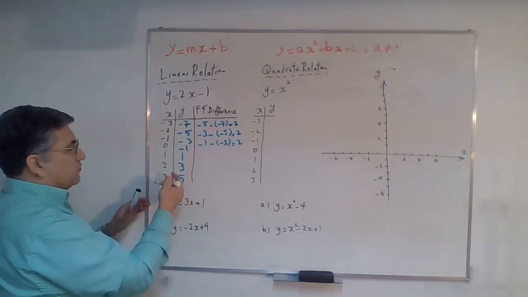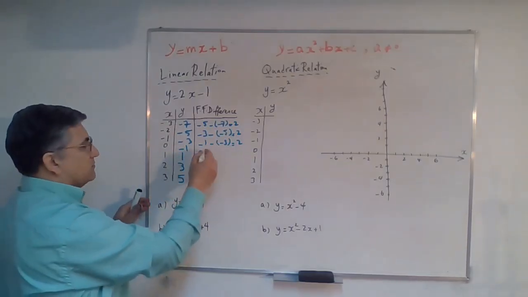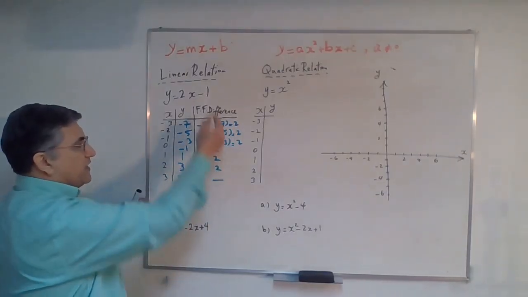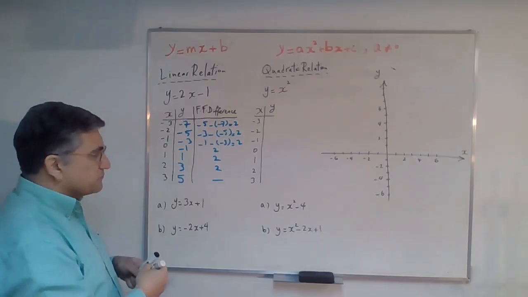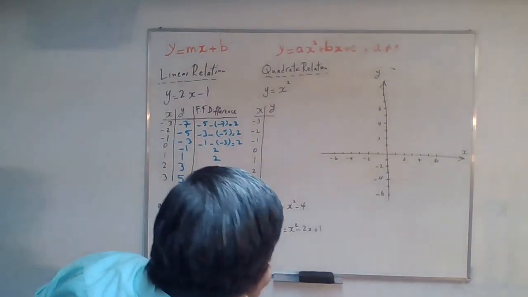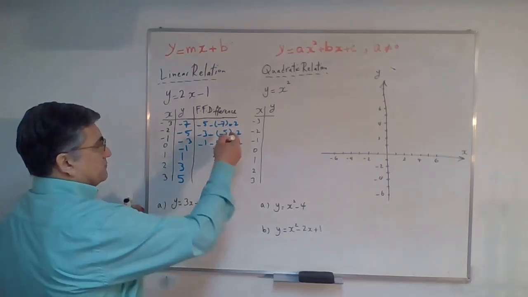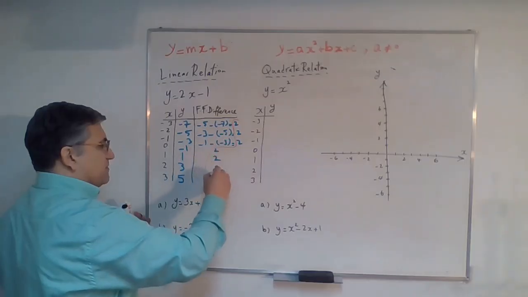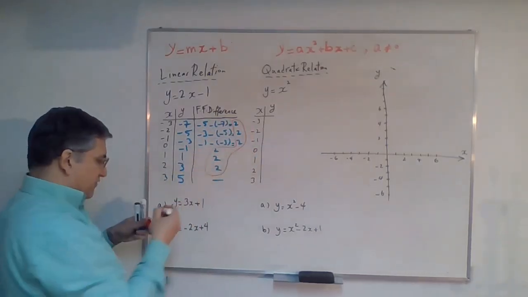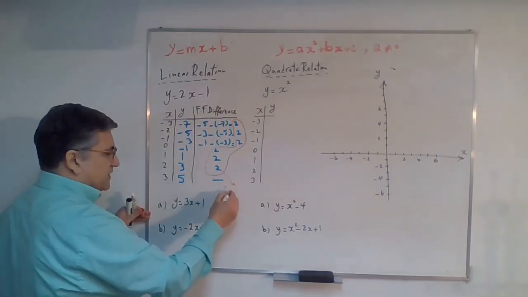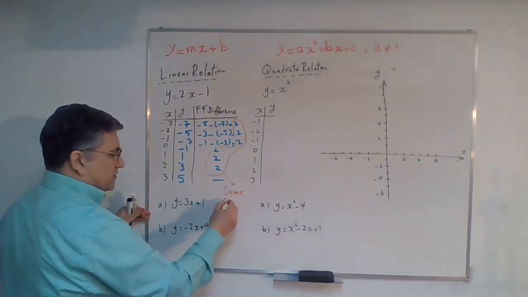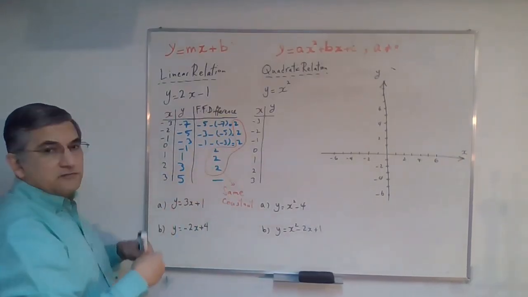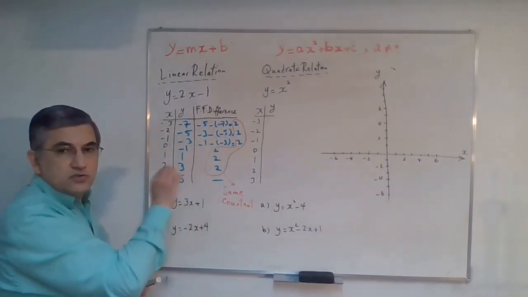Next one would be 1 minus 1, which is a 2. 3 minus 1 is a 2. 5 minus 3 is a 2. And you notice that all these differences actually from top to bottom are actually the same number, 2. So it is the same constant, basically. We have all these finite differences top to bottom, and they're all equal to 2.